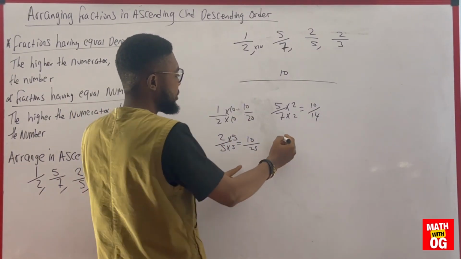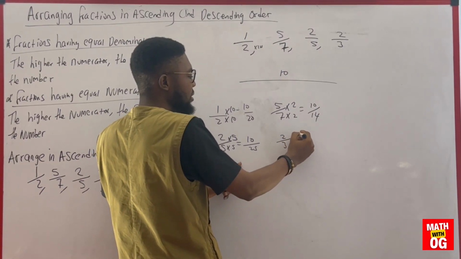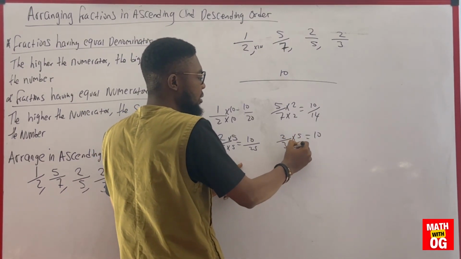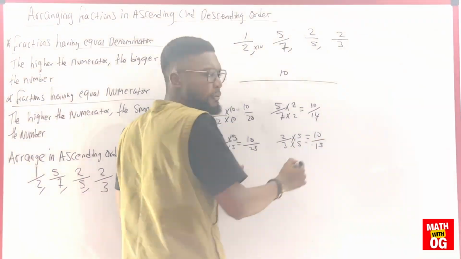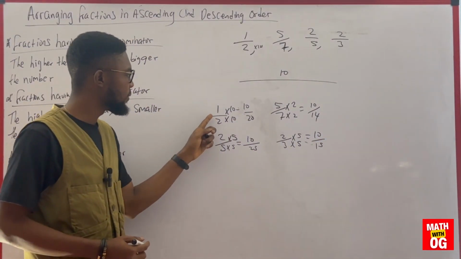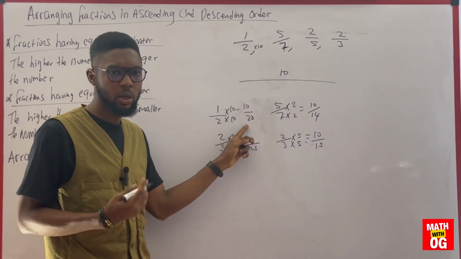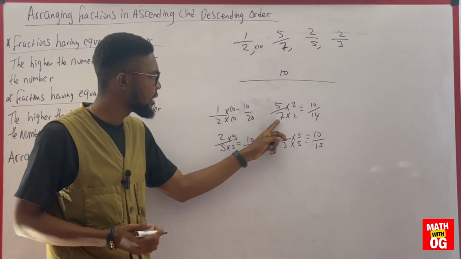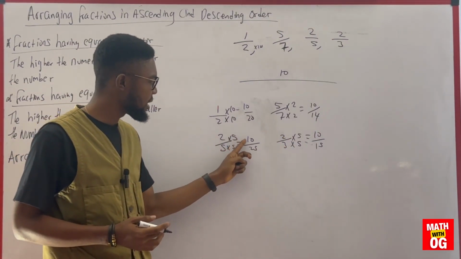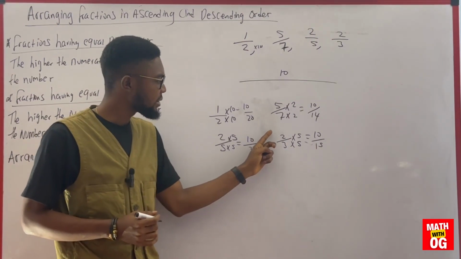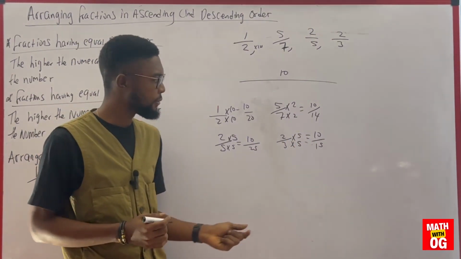Lastly, for 2 over 3, what will I use to multiply 2 to give me 10? 5. So I should use that same 5 to multiply the denominator, and that will give me 15. So we can say 1 over 2 is same thing as 10 over 20, equivalent fractions. 5 over 7 is same thing as 10 over 14, also equivalent. 2 over 5 is same thing as 10 over 25. And lastly, 2 over 3 is 10 over 15.